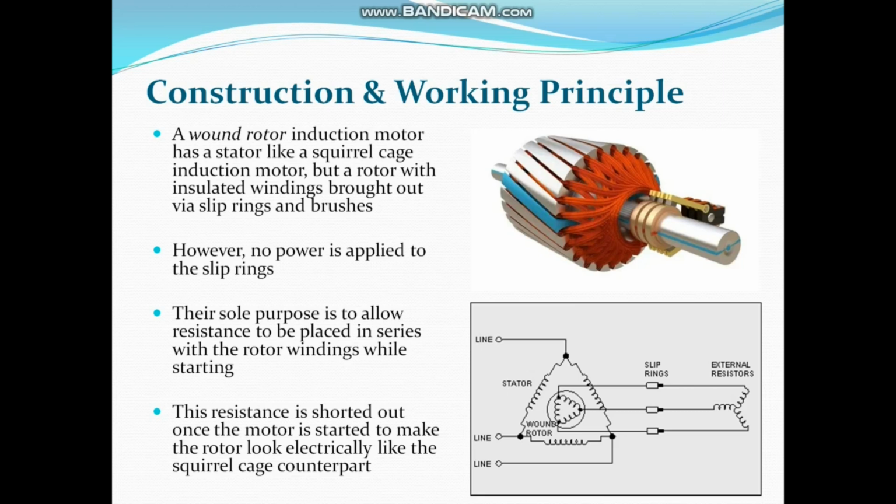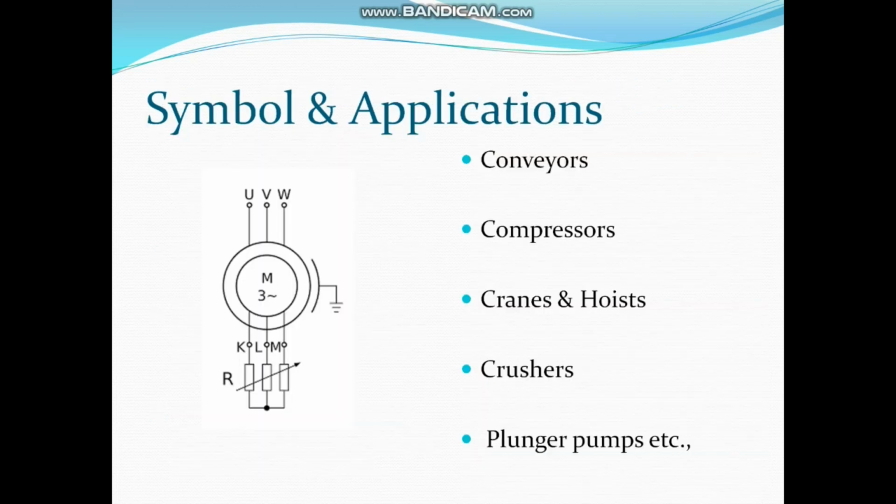A wound rotor induction motor has a stator like a squirrel cage induction motor, but a rotor with insulated windings brought out via slip rings and brushes. However, no power is applied to the slip rings. Their sole purpose is to allow resistance to be placed in series with the rotor windings while starting. This resistance is shorted out once the motor is started to make the rotor look electrically like the squirrel cage counterpart. The symbol of the three-phase wound rotor induction motor is shown in the figure.